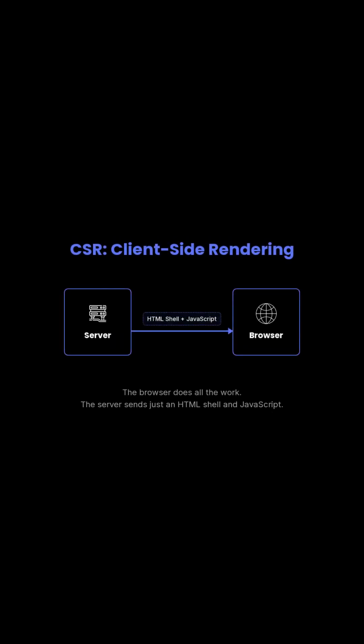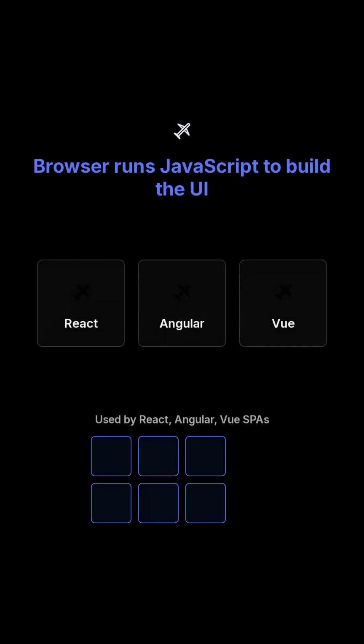Here the browser does all the work. The server sends just an HTML shell plus JavaScript. The browser runs the JavaScript to build the UI. This is used by React CRA, Angular, and Vue SPAs.